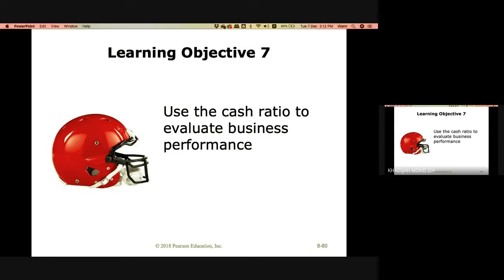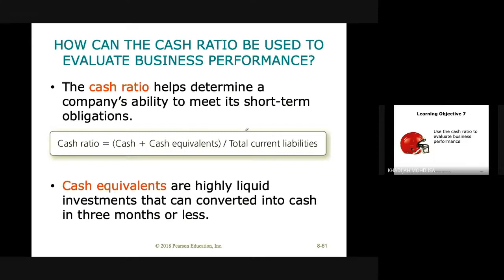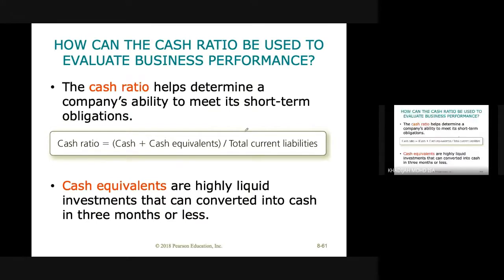And finally, we have the cash ratio, used to evaluate business performance. How do you know whether the company is doing okay or not, based on the cash balances? How can the cash ratio be used to evaluate business performance? The cash ratio helps determine the company's ability to meet short-term obligations. It means whether the company will be able to pay its short-term liabilities.